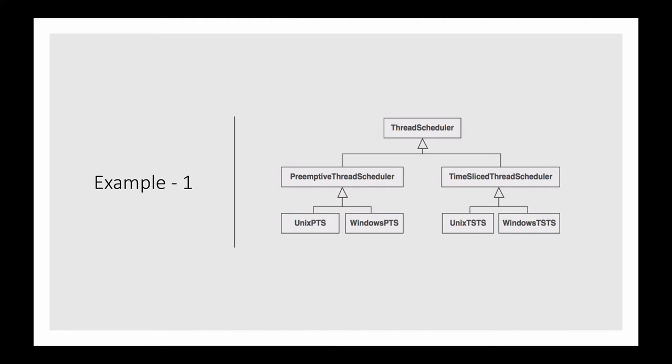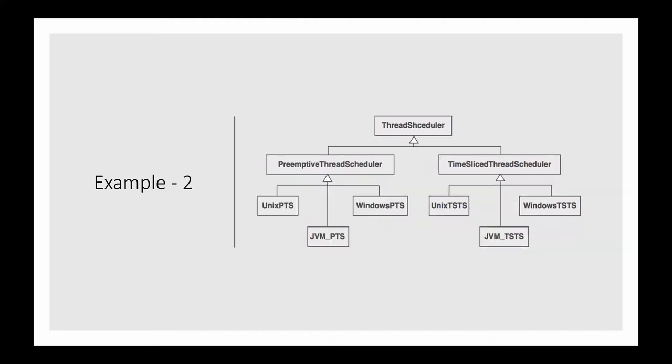let's say we want to add one more platform support to this hierarchy? What will the code base look like? So this will look like this one. So let's say we are adding support for the Java Virtual Machine platform, and you can see that we are adding one more extension for the preemptive thread scheduler and a time sliced thread scheduler in the UML diagram.